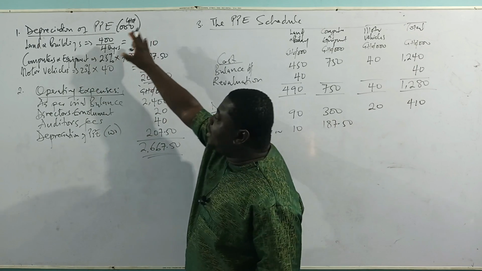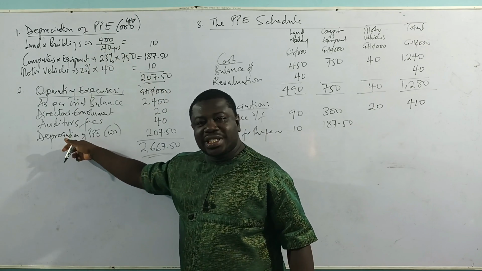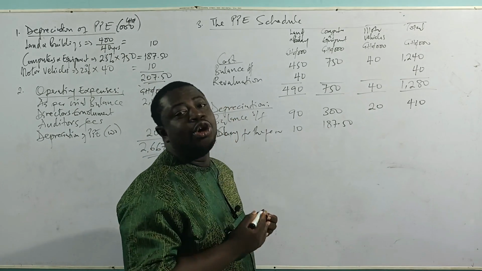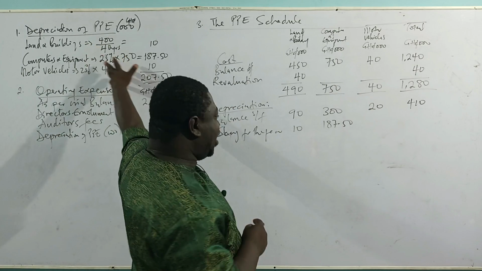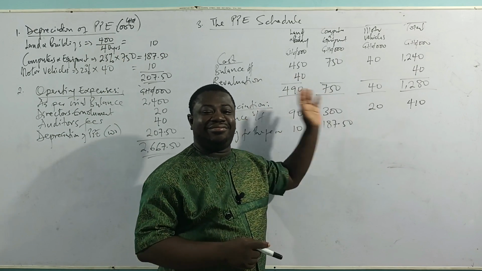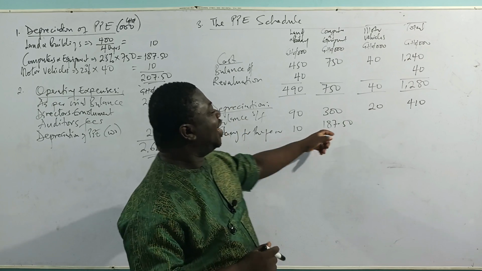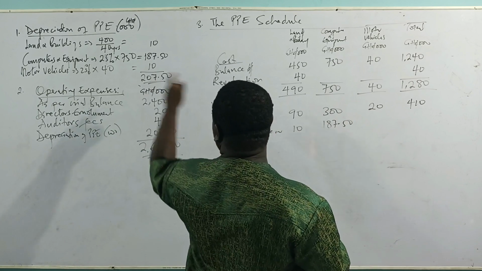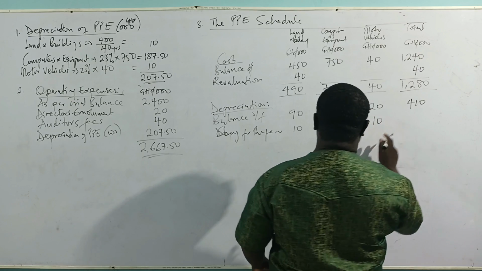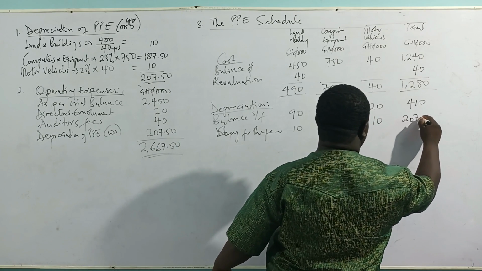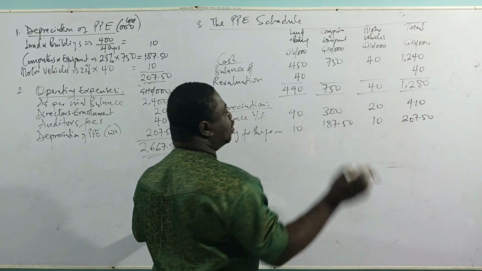So you see that this depreciation that we have calculated, we've used it in operating expenses and we are using it to get the value of the PPE. So if you get your calculations wrong here, it runs through. All right, so 187.5, and then that of motor vehicles is 10. So when we add the 3, we already have the total here, 207.5. So that is all for depreciation.